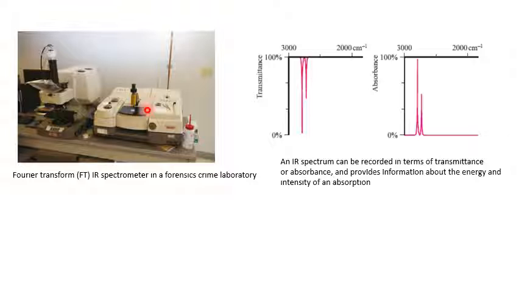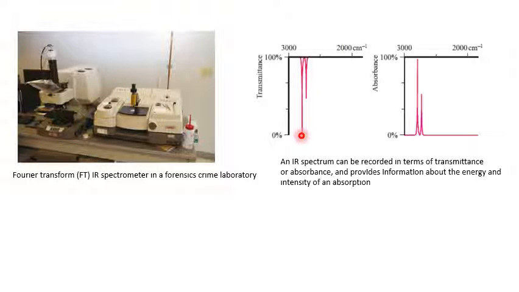In addition to being an analytical tool in the laboratory, IR spectroscopy has application in the field of forensic sciences and astronomy. Now the output data may be collected in the form of, as I have shown over here, transmittance versus wave number or absorption versus wave number. You can see that this is an IR spectrum which can be recorded in terms of transmittance or absorbance and provides information about the energy and intensity of the absorption.